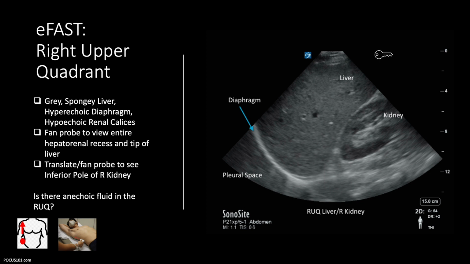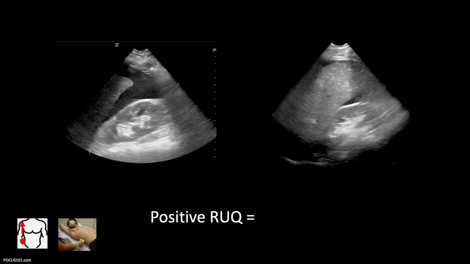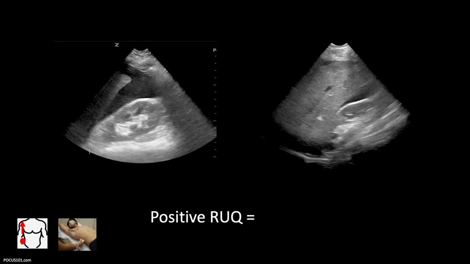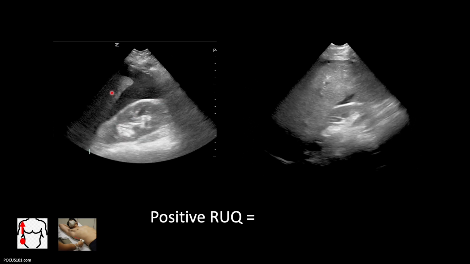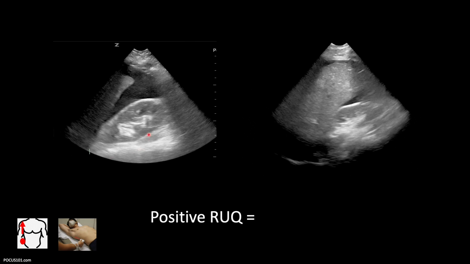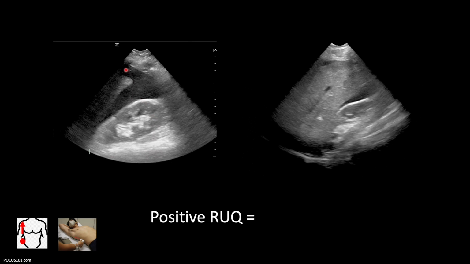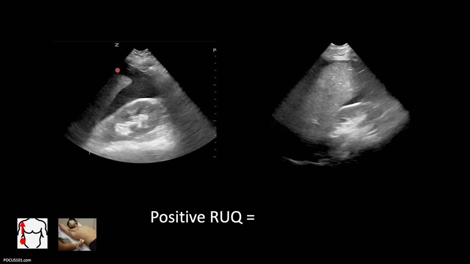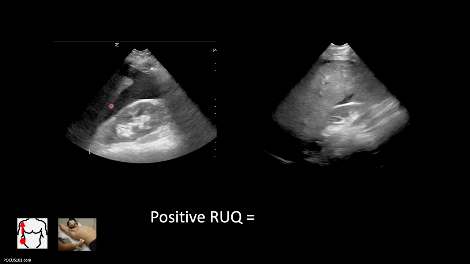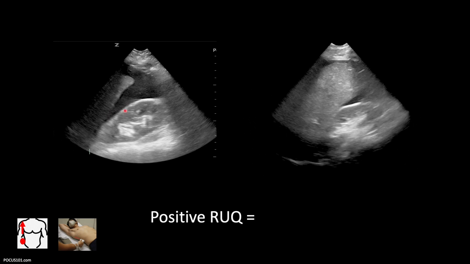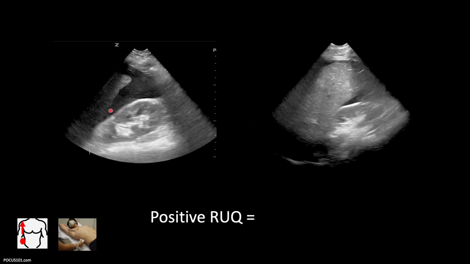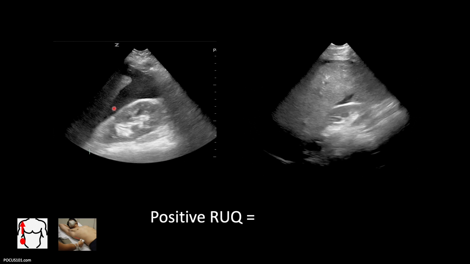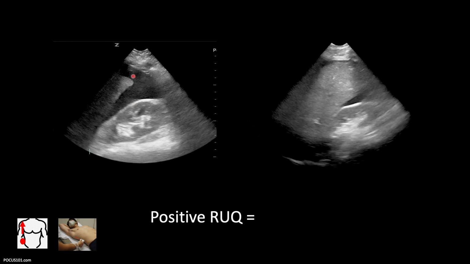Let's take a look at some examples of positive screens. So here we have an example of the right upper quadrant. Here is our kidney, and we have our liver over here. And we can see that there's a collection of anechoic fluid surrounding this inferior tip of the liver, as well as in the hepatorenal recess or Morison's pouch right here. And this is an example of a pretty large amount of fluid in this area.